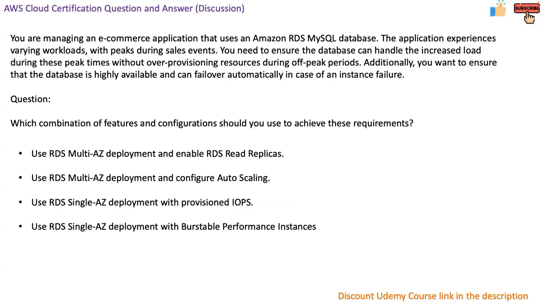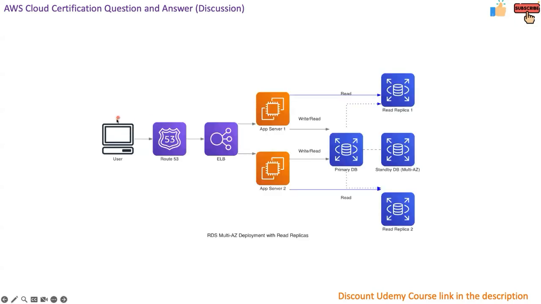Now, before I jump into the right answer, let us try to visualize this. In this architectural diagram, we have a user, and this user is using Route 53 and then an elastic load balancer to access our application, that is in App Server 1 and App Server 2. These app servers are writing and reading data from the primary database that you see here, and this primary database has two read replicas, read replica 1 and read replica 2. And then it has a standby database that is also in multi-AZ.